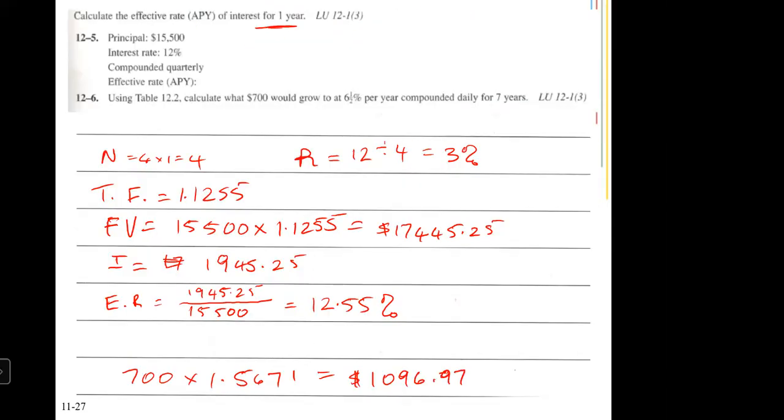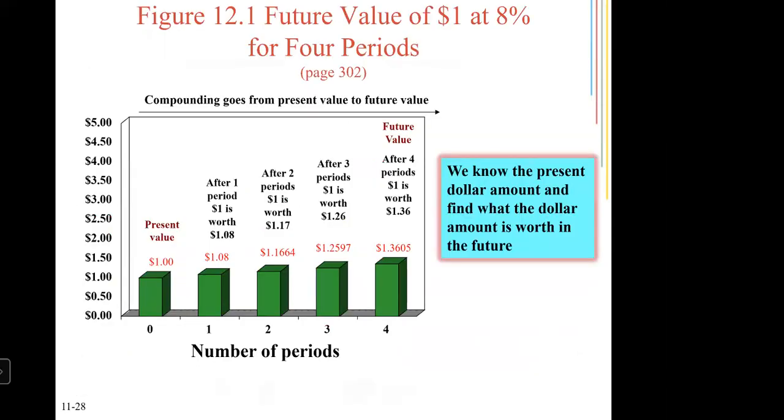Okay, now, so we've been looking at future value. Now with the future value, we know the present amount, and we want to find how much the money will grow to in the future. So you have a starting amount, and that table helps you to work out how much it will grow to in the future based on the interest rate and the number of times you're compounding.